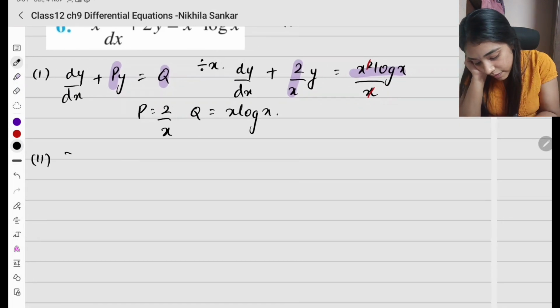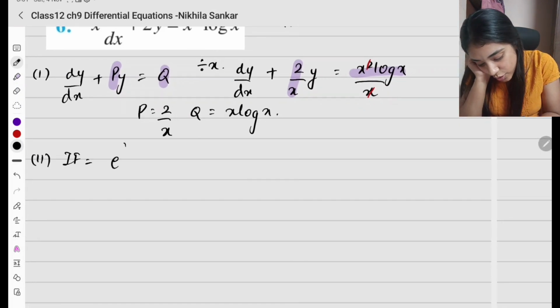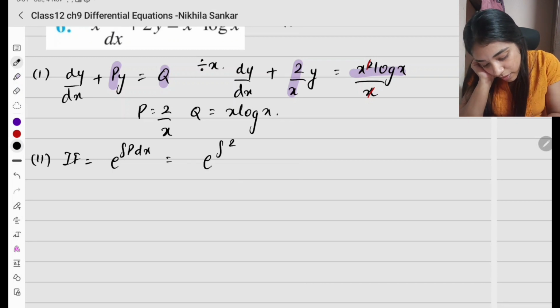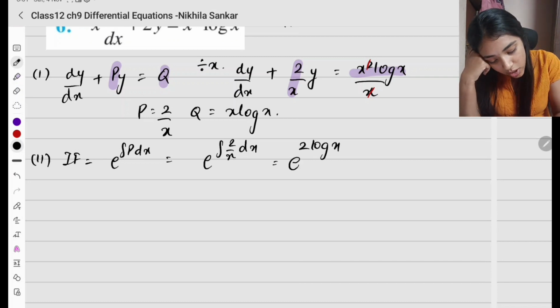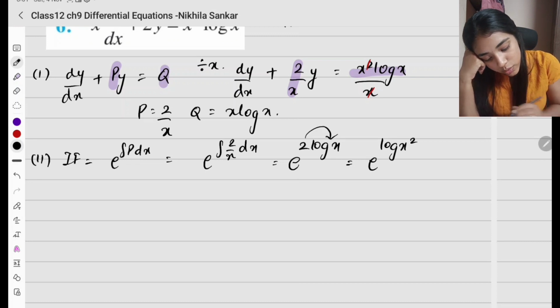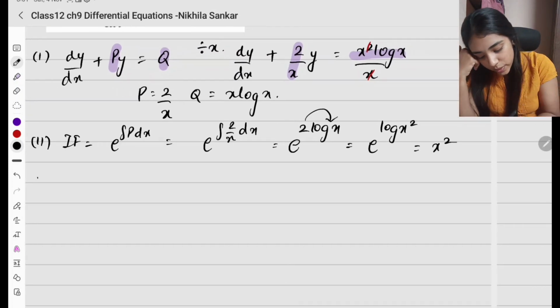Okay, second step, finding the integration factor. So this is going to be e to the power of integral p dx, e to the power of integral 2 by x dx, which is e to the power of 2 times the integration of 1 by x, which is log x, so e to the log x square. So e to the log of some function is going to be the function itself, x square.